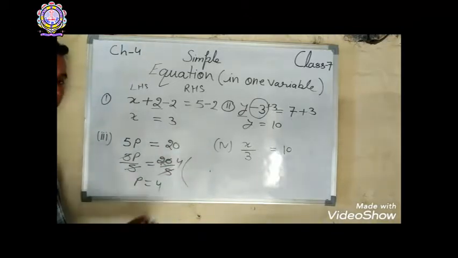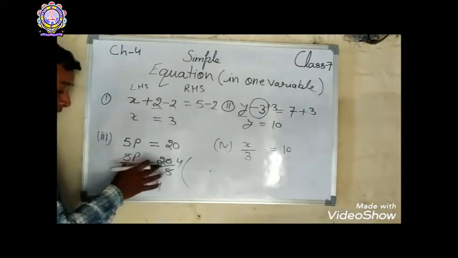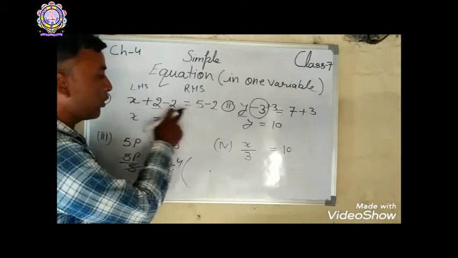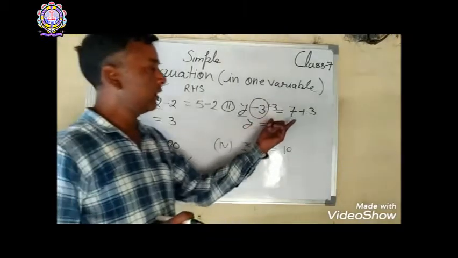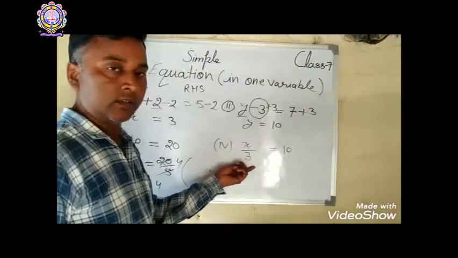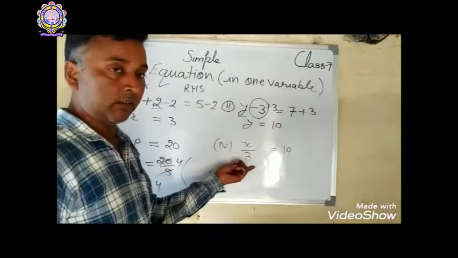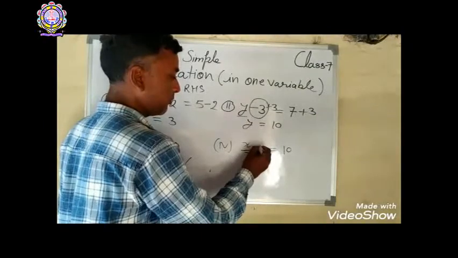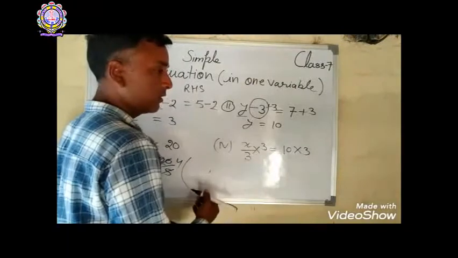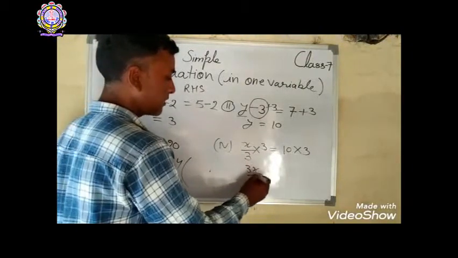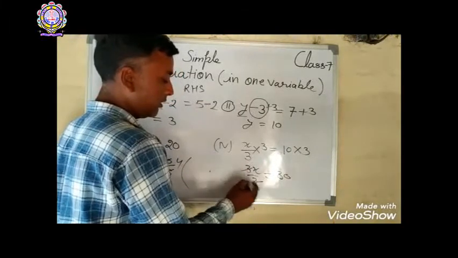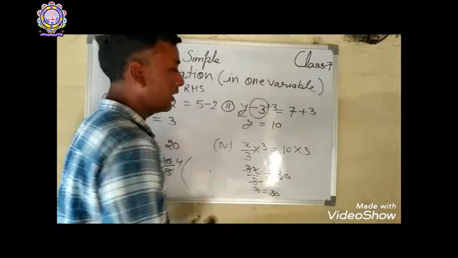And right here, what do we write? Dividing both sides by 5. What do we write here? Subtracting 2 from both sides. What do we write here? Adding 3 on both sides. So what do we do here? Yes, multiplying by 3 on both sides. So just multiply by 3 on both sides. So what do you get? You get 3x upon 3 is equal to 10 times 3, 30. Divide 3 by 3, you get x equal to 30.